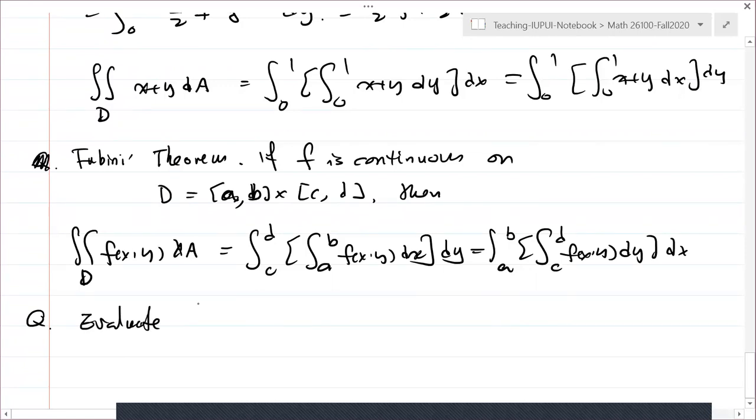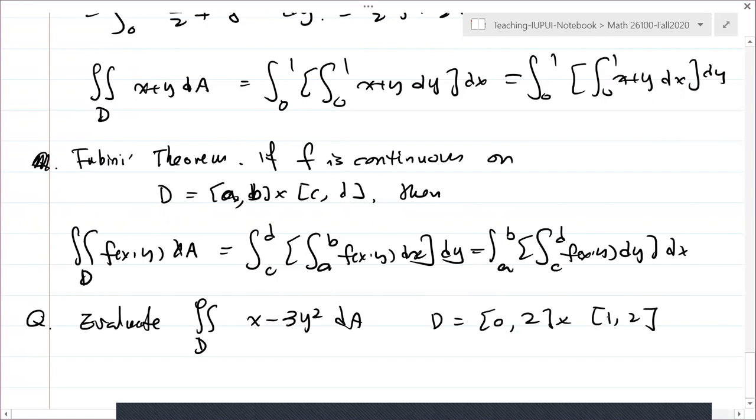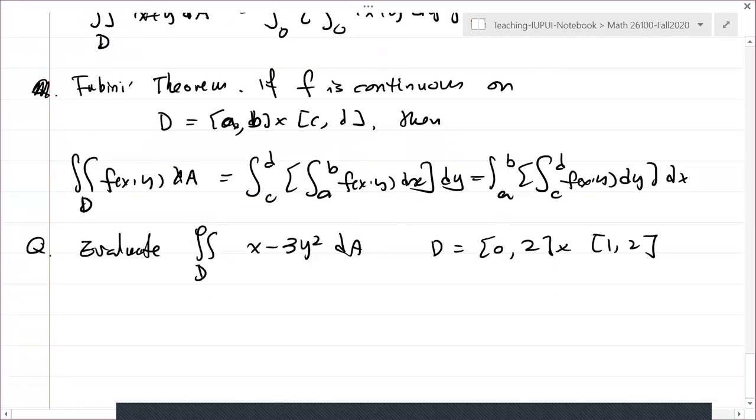Evaluate this double integral of the function x minus 3y squared dA, where D is going to be from 0 to 2 and from 1 to 2. Okay, so this is a rectangular domain.